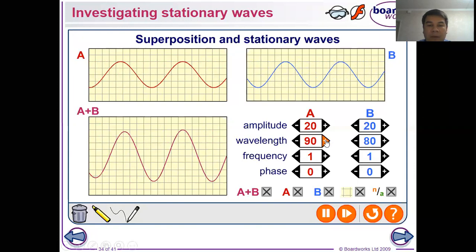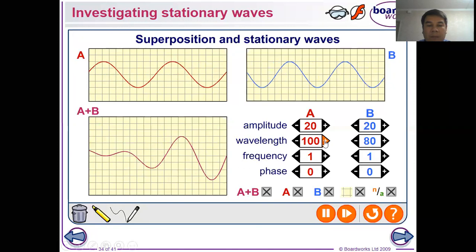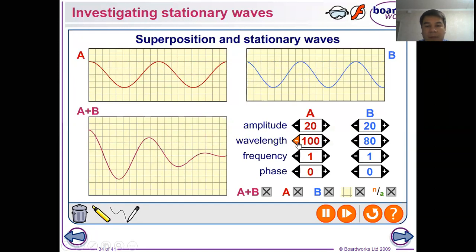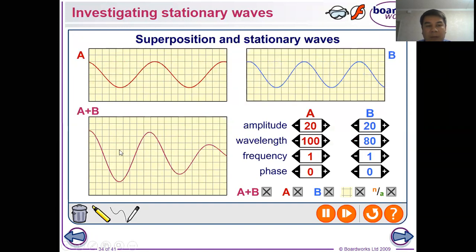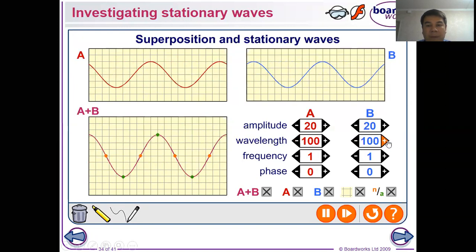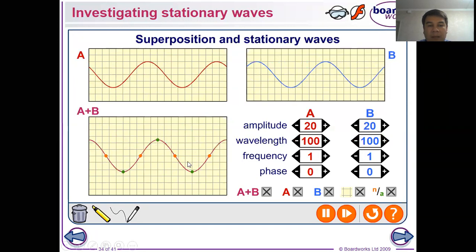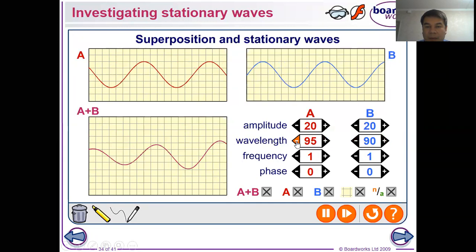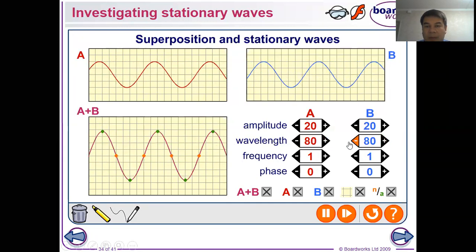If I change the wavelength, it gets 100 for wave A and 80 for wave B. You can see the difference from A to B. Let me also increase the wavelength of B to match. You can see nothing has happened. But if we have different wavelengths, you can see the difference here. I will turn them back to their old position and make it 80.